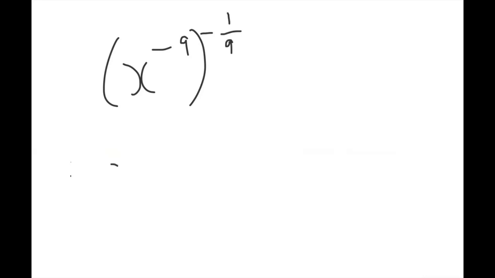X up, you're going to have x to the power minus 9, and all of that to the power minus 1 over 9. So let's see what we do. Very simple, but what's important, we keep the x over there, and this minus 9, we're going to multiply by the minus 1 over 9. So let's just keep it separate first.